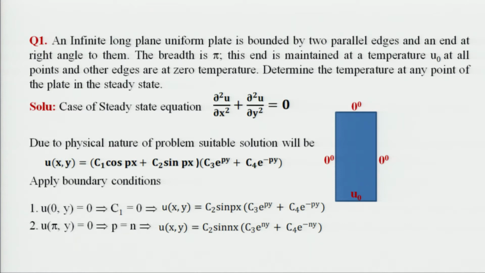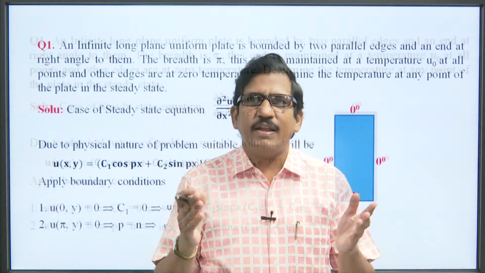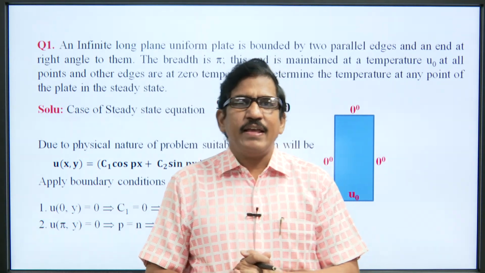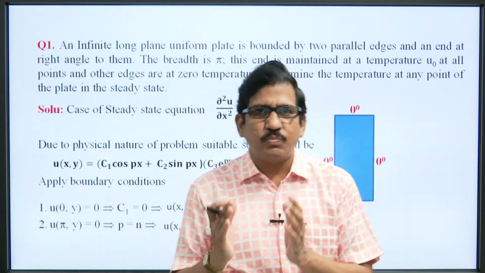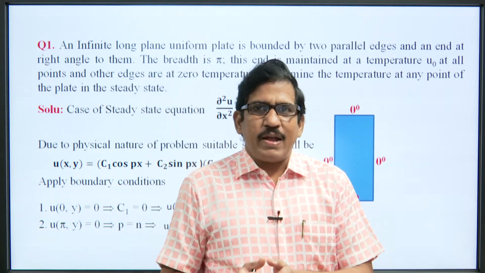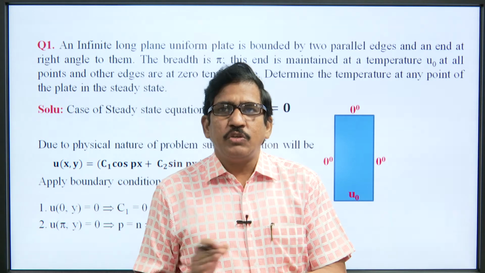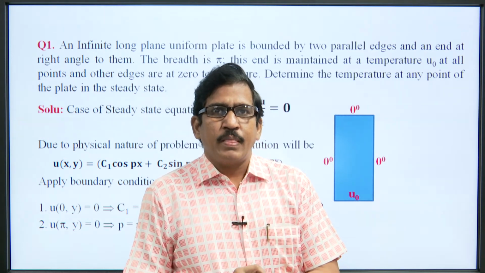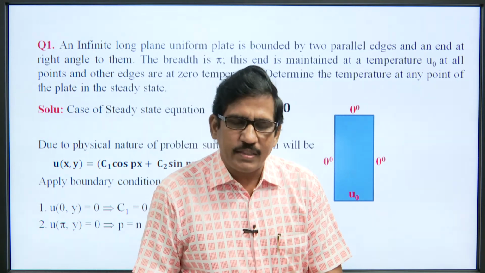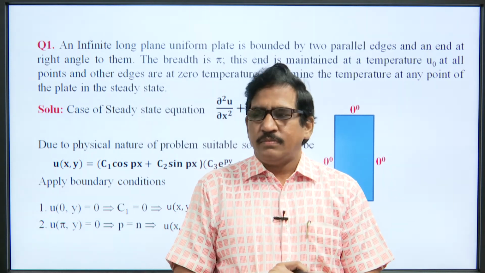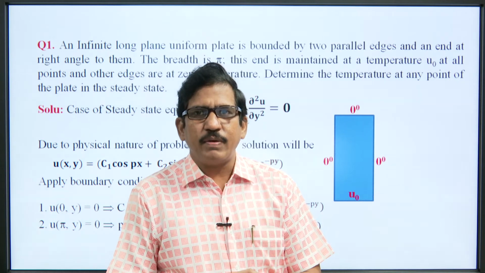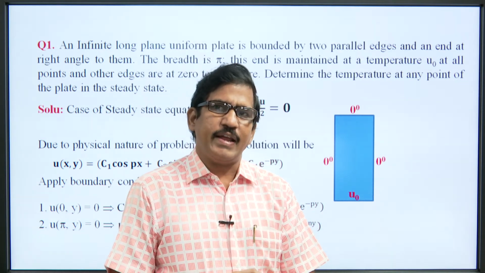point in this question. An infinitely long plane uniform plate is bounded by two parallel edges and an end at right angle to them. The breadth of this particular section is pi and it is maintained at u0 degree temperature at all the points, and all other ends are maintained at 0 degree temperature. Then you have to find out the temperature of the plate at any point at any time.